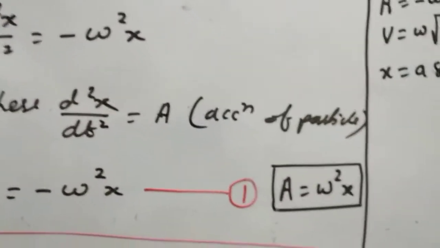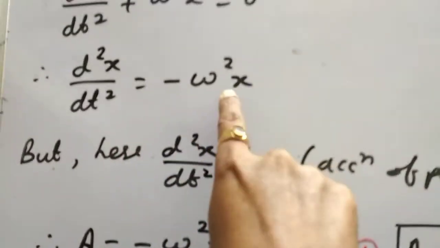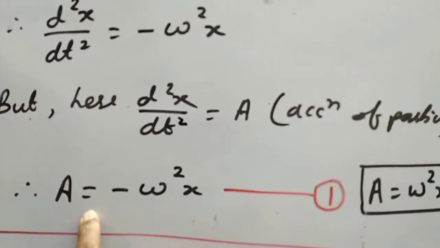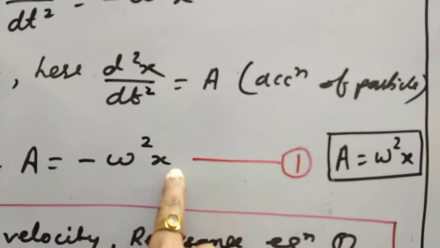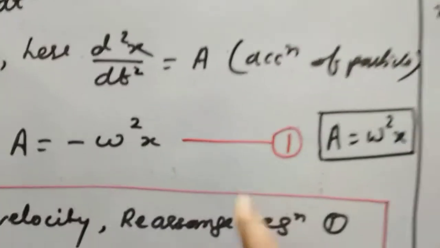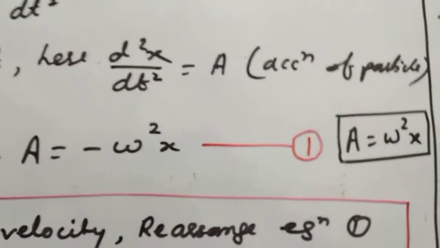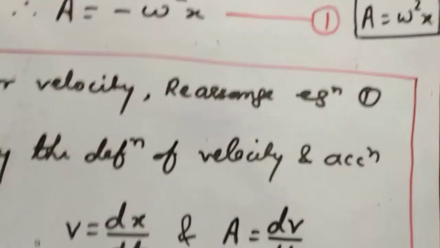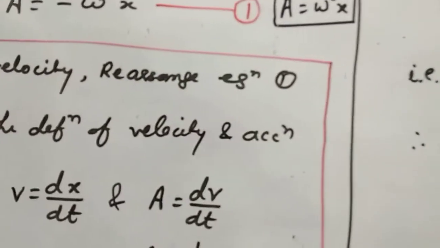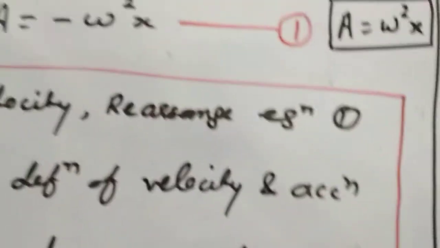Here a is the acceleration of a particle performing linear SHM. So this equation becomes acceleration a is equal to minus omega square x. This is the expression for acceleration of a particle performing linear SHM. Now to obtain the expression for velocity, rearrange equation number 1 in the form of velocity.